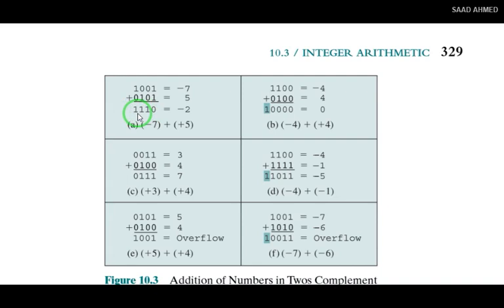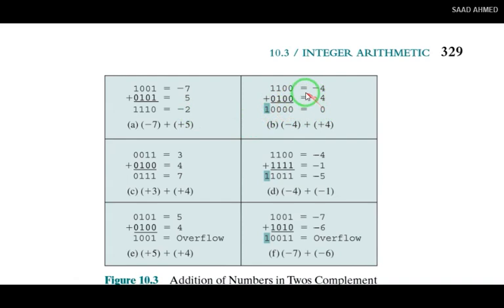So we have 1110, and if you look at it in terms of a signed number, you can see that the MSB is 1, that means it's a negative number, and the remaining bits represent the magnitude, which comes out to be minus 2. So adding minus 7 plus 5 gives you minus 2, so it's correct.